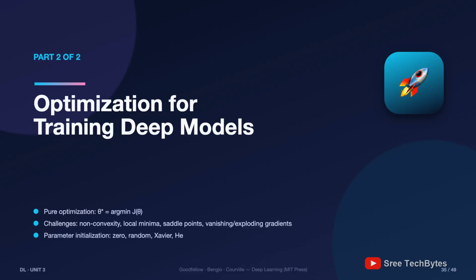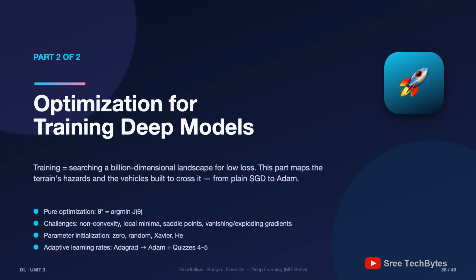Then the four hazards: non-convexity, local minima, saddle points, and the vanishing and exploding gradient twins. Then parameter initialization: why starting at 0 is a disaster, and the Xavier and He recipes that fix it. And finally adaptive learning rates, AdaGrad and Adam, the optimizer running most of the world's training jobs right now. By the end, the incantation "Adam with He initialization" becomes engineering you can defend.